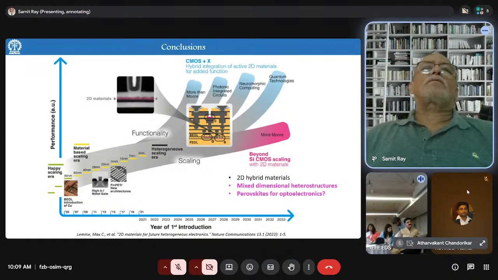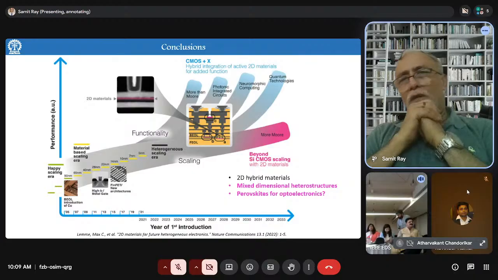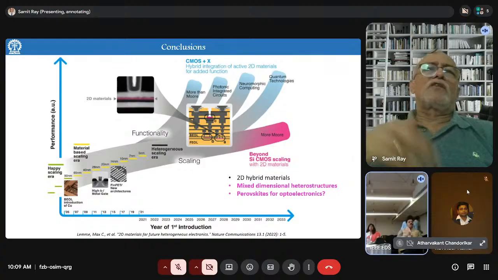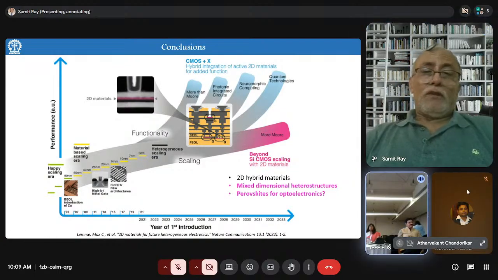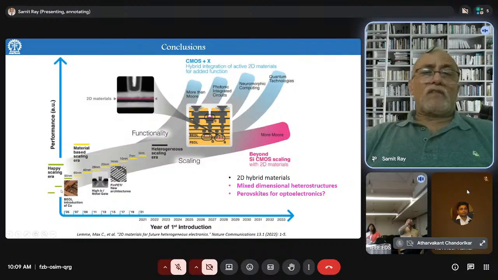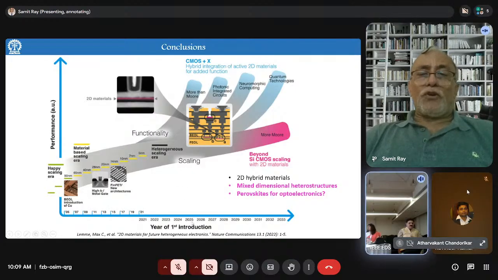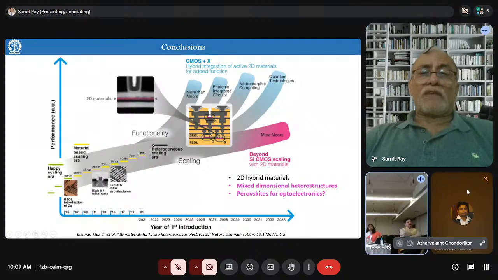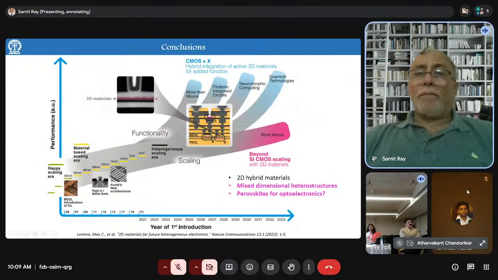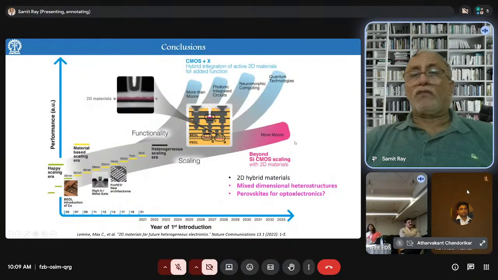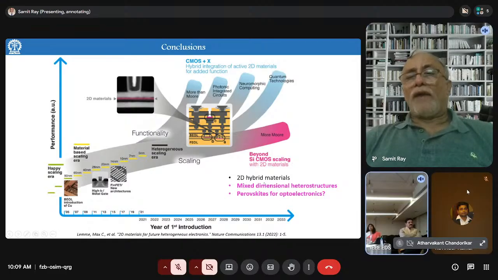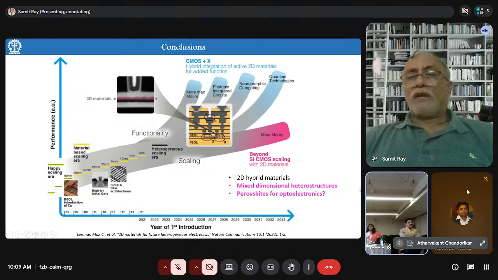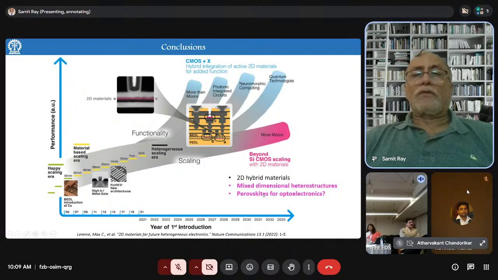I want to say that nowadays future devices will be all hybrid devices: silicon, 2D materials, perovskites, and many other materials. As you see, scaling of silicon is almost, in 2025 or 26, saturating. So you have to bring heterogeneous scaling, like 2D materials on silicon, or maybe perovskites on silicon, or new materials on silicon to make a high performance device. So one of the ways is 2D hybrid materials, heterostructures, or perovskites.